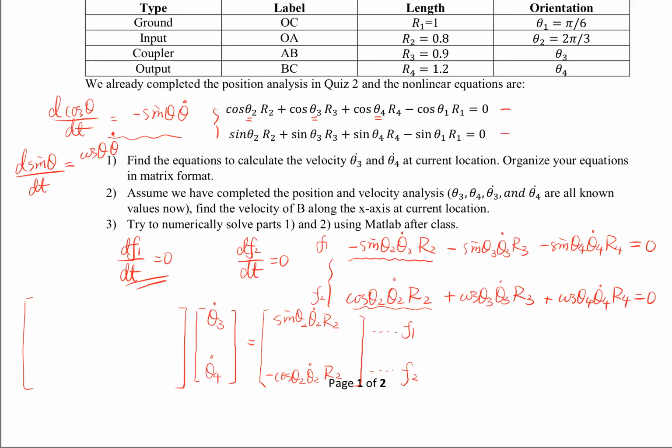And then we need to find the coefficients. The first row indicates the first equation. The first column indicates the first unknown. So first equation, coefficient for theta 3 dot: that's minus sine theta 3 R3. The second coefficient is first equation, coefficient for theta 4 dot: that's minus sine theta 4 R4. You just repeat and find the coefficients for the other two: cosine theta 3 R3 and cosine theta 4 R4. Okay, that's how you convert two linear equations to matrix format.